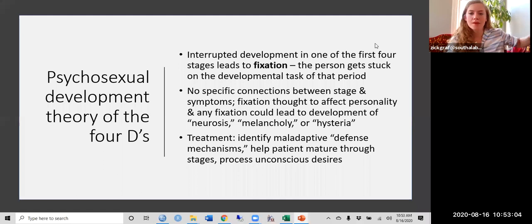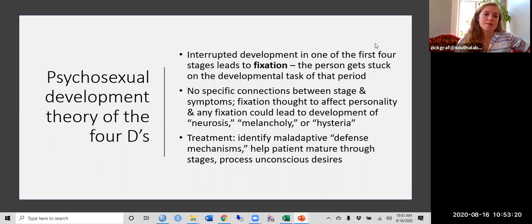Okay. So Freud's psychological theory of psychopathology had to do with fixation. The idea was that if your development got interrupted during one of those stages, you became fixated in that stage. You got stuck there and you didn't develop normally through the other stages.